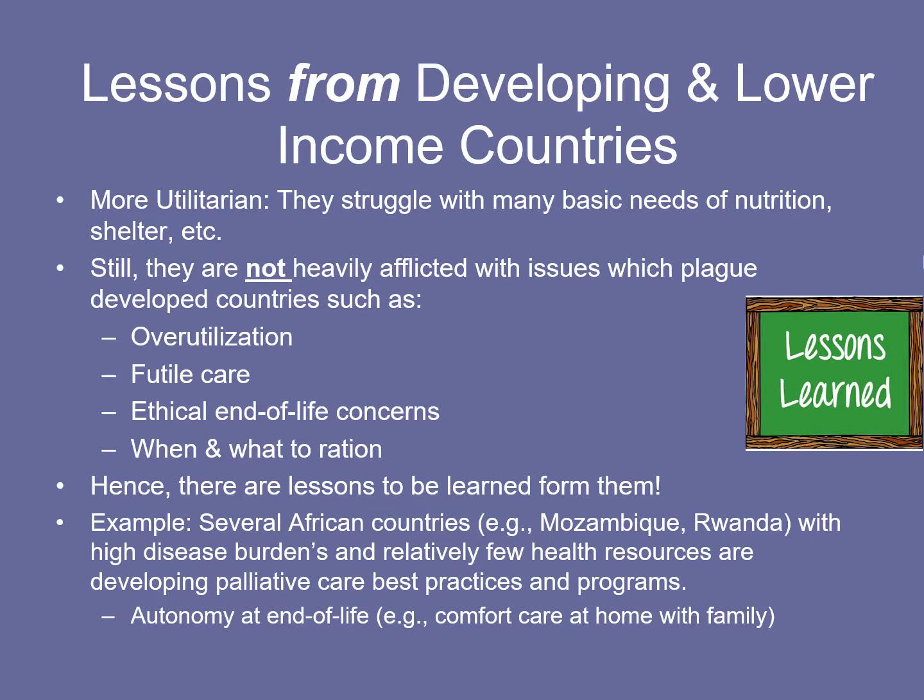In examining autonomy abroad, it is also very important to look at countries that are developing and lower income countries. These countries tend to be more utilitarian out of necessity. Ironically, they're not heavily afflicted with issues which plague countries such as the United States, Canada, England, and other developed countries. They're not plagued with overutilization. They're less plagued with futile care and choices regarding it. They tend to have a better handle on ethical considerations regarding end of life, when and what to ration. In some cases, the choice to ration is simply a function of not having the necessary resources.